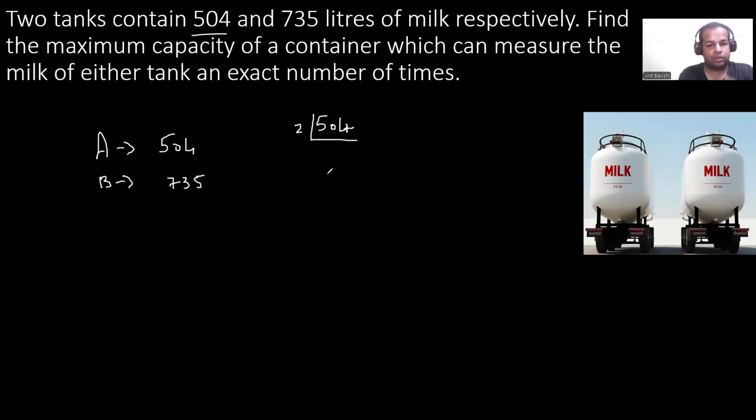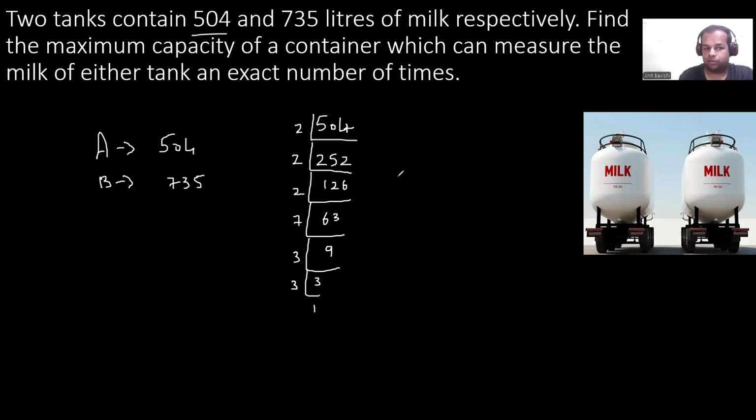2 twos are 4, 2 fives are 252. Right? And then again 2 ones are 2, 126, 2 sixes are 12, 63, 7 nines are 63, 3 threes are 9, 3 ones are 3. These are the factors of 504.